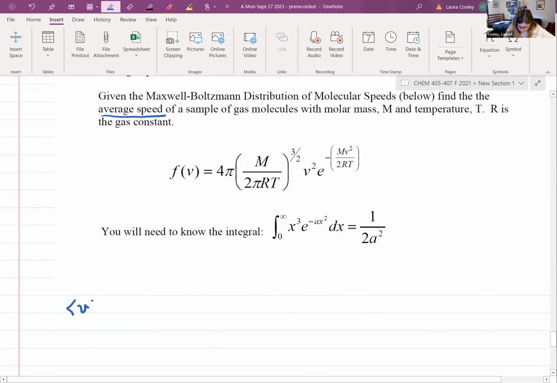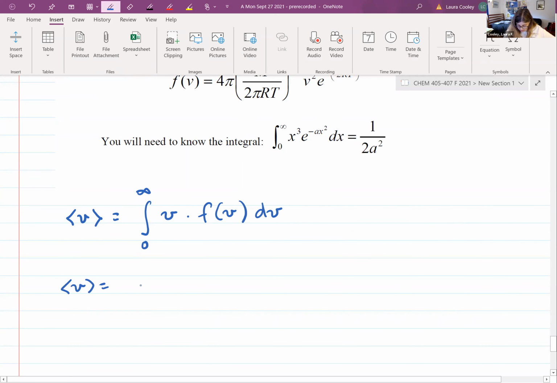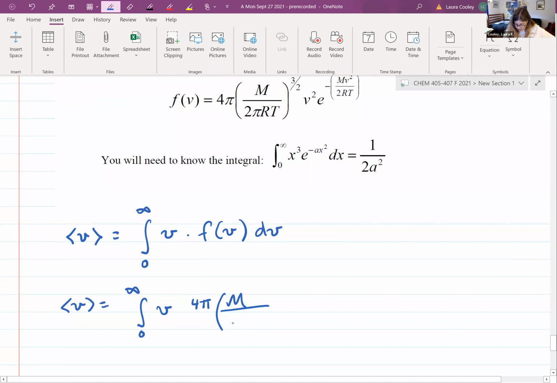You know that the average speed is equal to the integral over all speeds of speed times that Maxwell Boltzmann distribution function. Okay, and we know what that is because that's given. We know V. Okay, then we have all these constants, 4 pi times m, that's the molar mass, over 2 pi RT to the 3/2 v squared e to the minus mv squared. Looks horrible.